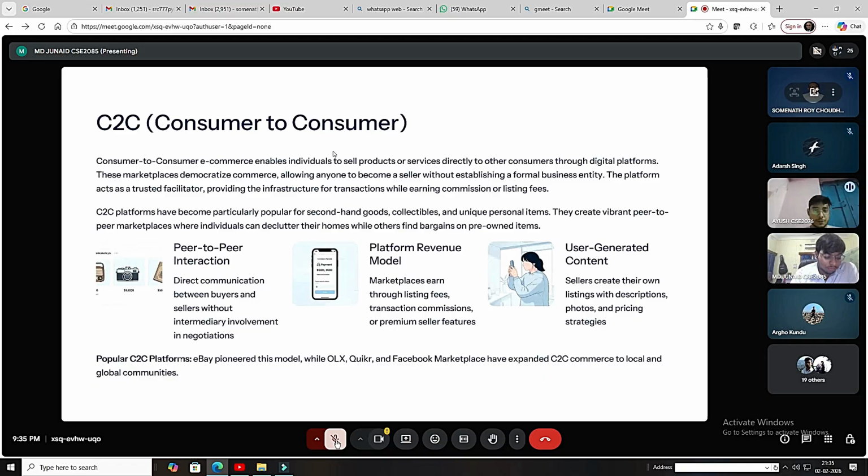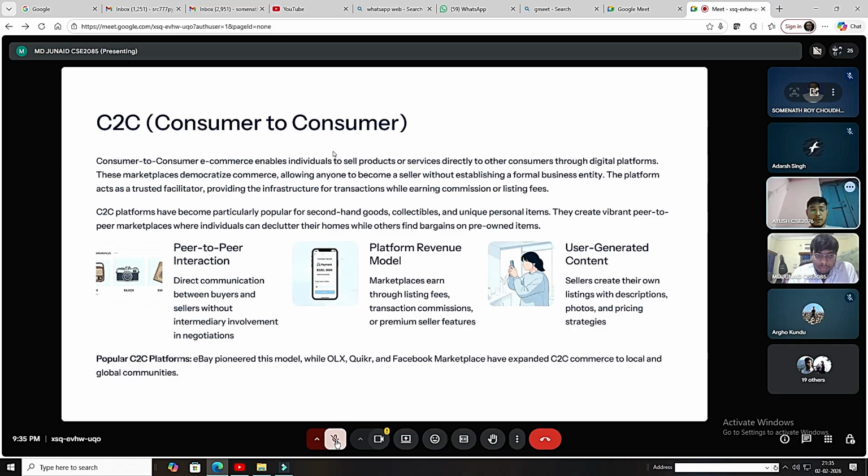Hey, sir. Myself, Ayush Raj. So in this slide, we will talk about C2C, consumer to consumer. Consumer to consumer e-commerce enables individuals to sell products or services directly to other consumers using online platforms. It allows anyone to become a seller without registering a business.